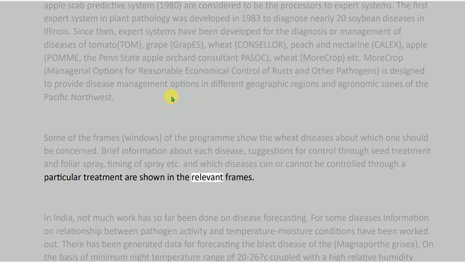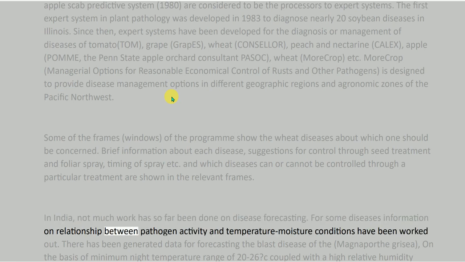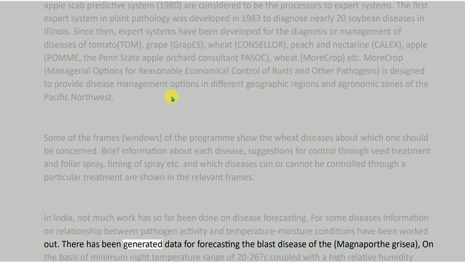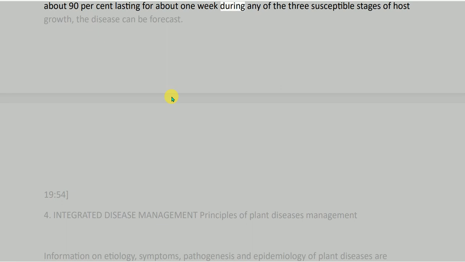In India, not much work has so far been done on disease forecasting. For some diseases, information on the relationship between pathogen activity and temperature-moisture conditions has been worked out. Data has been generated for forecasting the blast disease, Magnaporthe grisea, on the basis of minimum night temperature range of 20-26 C coupled with a high relative humidity of about 90% lasting for about 1 week during any of the 3 susceptible stages of host growth. The disease can be forecast.